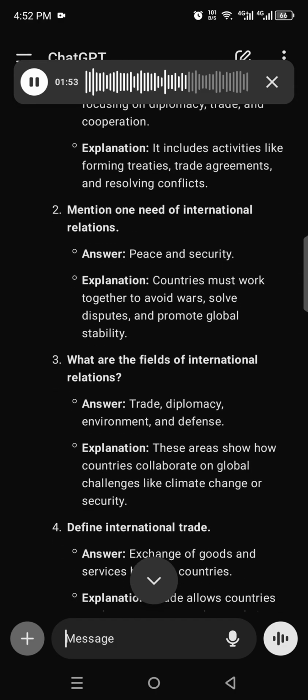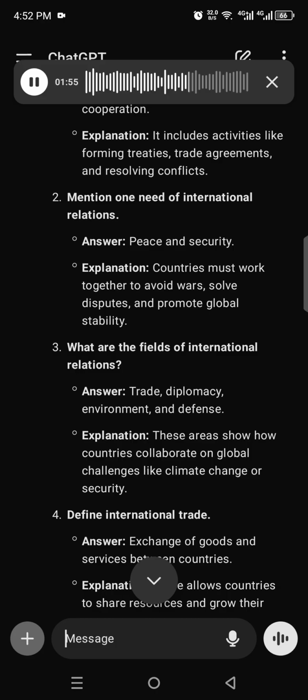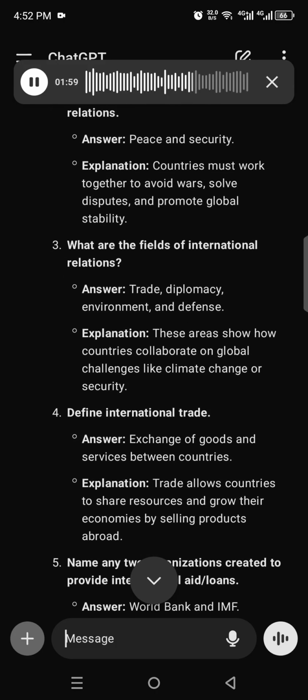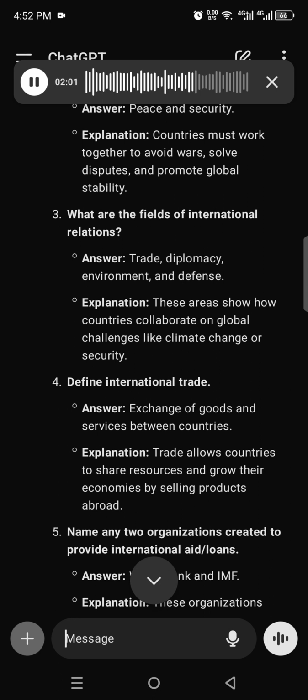4. What are the fields of international relations? Answer, trade, diplomacy, environment, and defense. Explanation. These areas show how countries collaborate on global challenges like climate change or security.